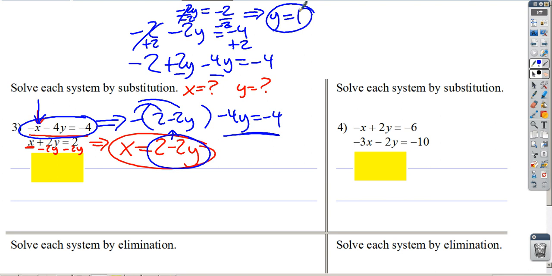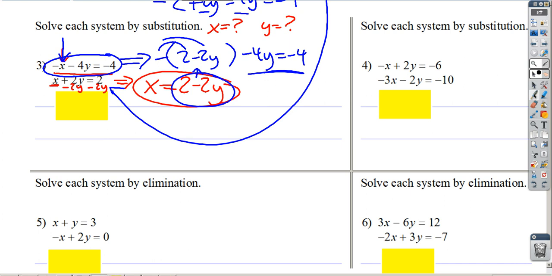Okay, the only extra thing we have to do is we now have to take that and plug it back into either of those equations. It doesn't matter which one. But remember that our final answer should have a solution for both x and y.